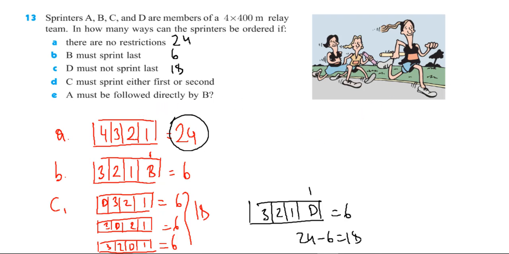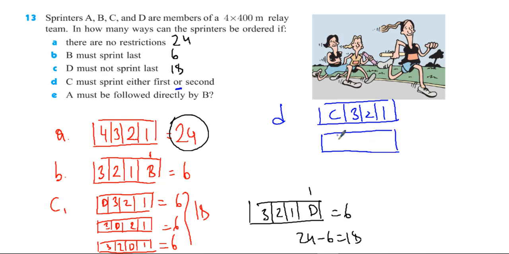Okay, so how can we solve this question? Let's say C wants to go first. I have 2 different cases, so I have to add them up. So 3 choices, 2 choices, 1, or C wants to be second. So 3 choices, 2 choices, and 1. So for each case, I have 6, and I have to add them up. It will be 12.